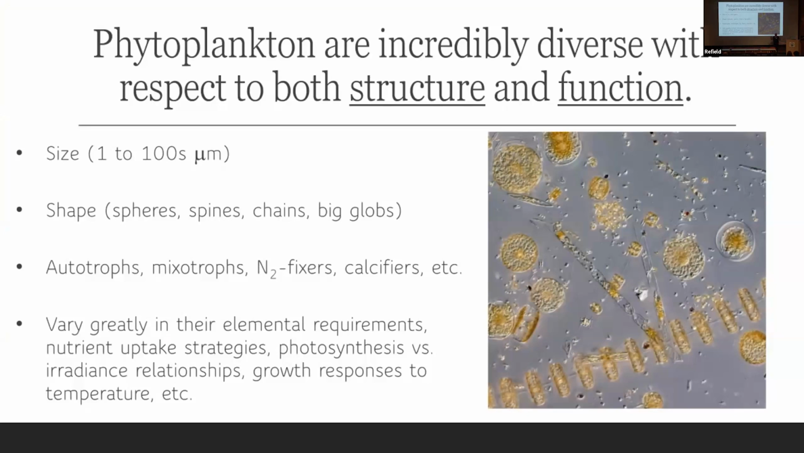So you've probably seen phytoplankton before. They are incredibly diverse in terms of both structure and function. They can be anywhere from 1 to hundreds of microns. They can be all sorts of different shapes and sizes, spheres, spines, chains, big globs, for want of a better description. Autotrophs, mixotrophs, nitrogen fixers, calcifiers. We'll talk about all of these terms and how they relate to biodiversity in a second. And all of these vary greatly in their elemental requirements, how they respond to light, how they respond to temperature.